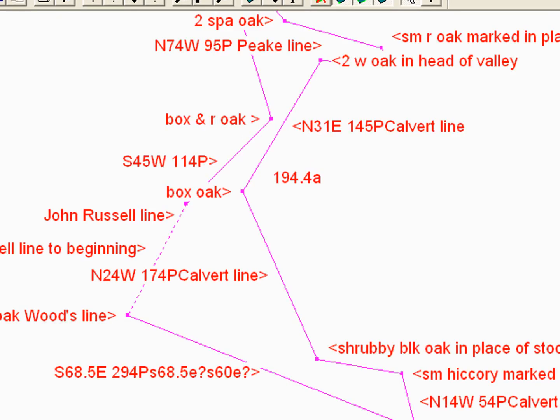Here is the survey of Obed Calvert's land, showing all the corners and lines. Often an oak tree marked the point in a line. Most of those trees have disappeared over the years.